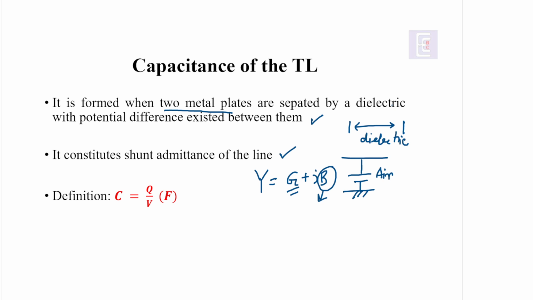Now, how do you define a capacitance? Capacitance is defined by the charge content Q divided by the potential difference across the plates. So it has the unit of farad.